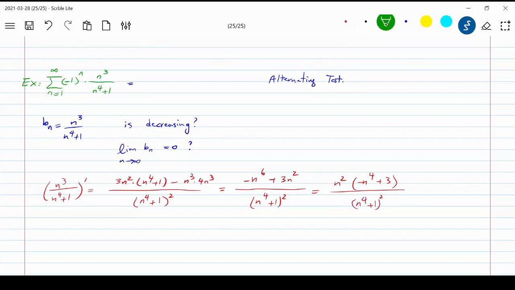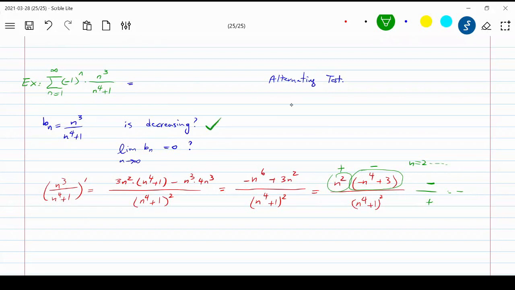The moment that we let n be 2 and larger, this term is always negative. Negative times a positive becomes negative. So in the numerator, you would have a negative number. The denominator is always positive. So negative divided by a positive gives you a negative value. That means that this is a decreasing series. So this decreasing is true.